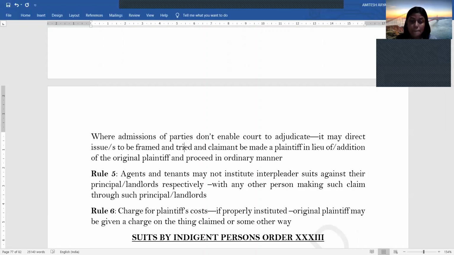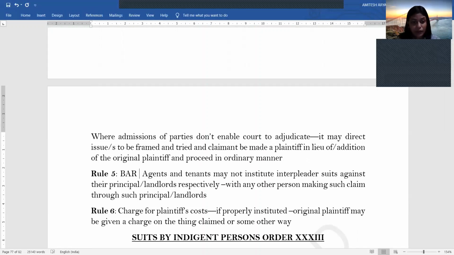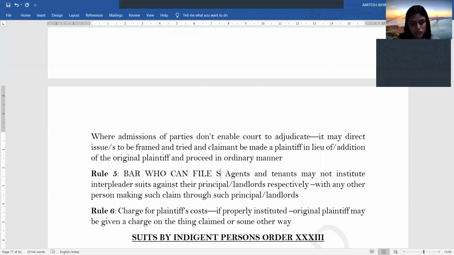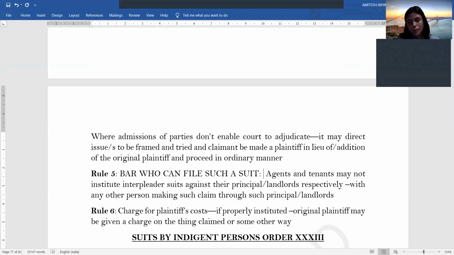Now, there is, however, a bar, that is rule 5. There is a bar on who can file such a suit. Two important categories of persons: agents and tenants. These cannot institute an interpleader suit against the principals or the landlords. They can never come and say that I deny the authority of this landlord, that he is not the landlord, this person is the landlord. They can never do so. There is a bar that an agent or a tenant cannot institute an interpleader. So this is a very important part. You have to remember this.